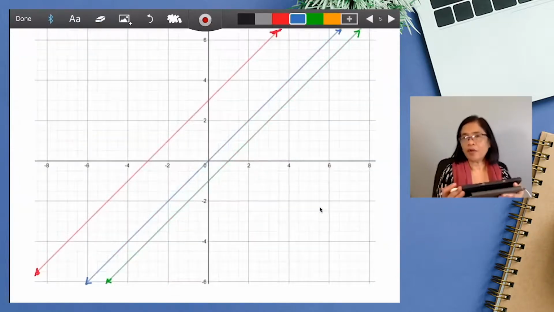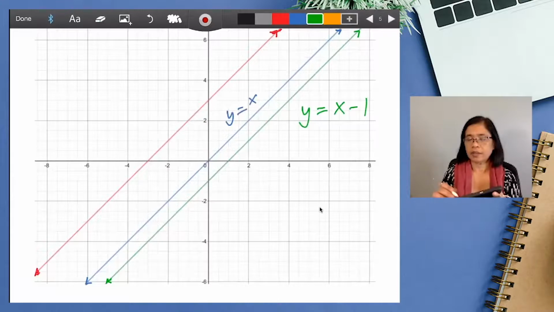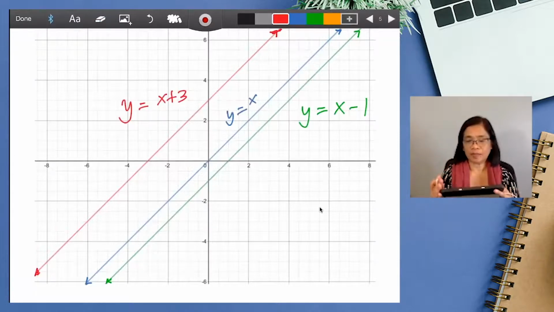And if we graph all the 3 lines in one coordinate plane, again, our blue line is the line y equals x. The green line is y equals x minus 1. And the red line is y equals x plus 3. So this is the beauty when you put all this on one coordinate plane, so you can see the movement of the parent function. So notice that we have y equals x.